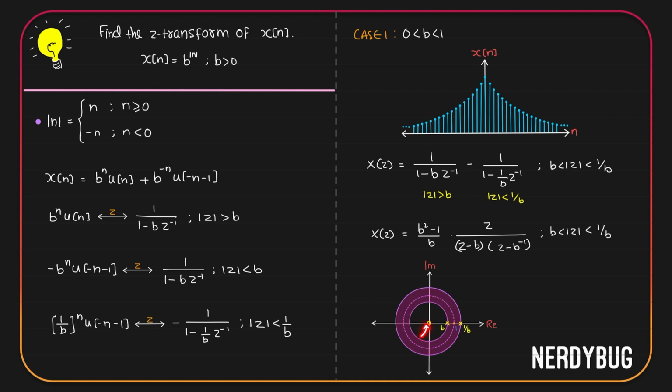We have a 0 at z equal to 0. We have a pole at z equal to b. We have another pole at z equal to 1 by b. Since b is between 0 and 1, 1 by b is going to be greater than 1. That is why the unit circle is included in the ROC. Over here, you can see the ROC is actually a ring in the Z plane, just like we saw in the previous property.